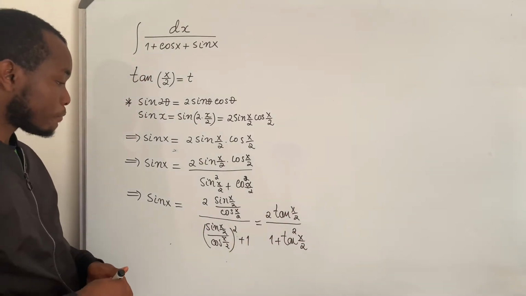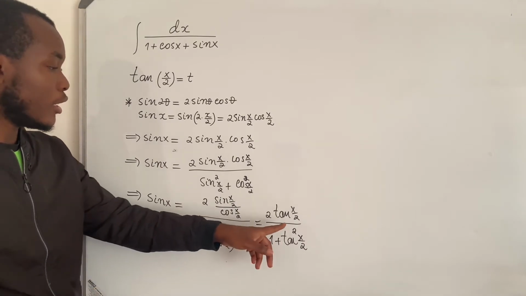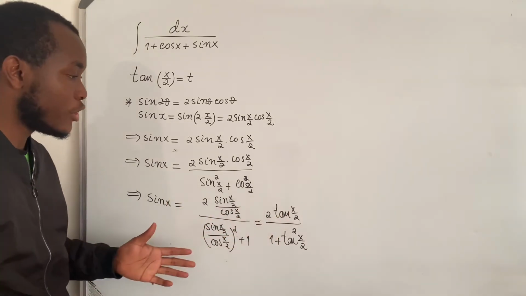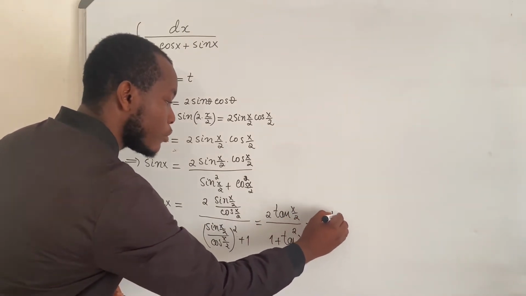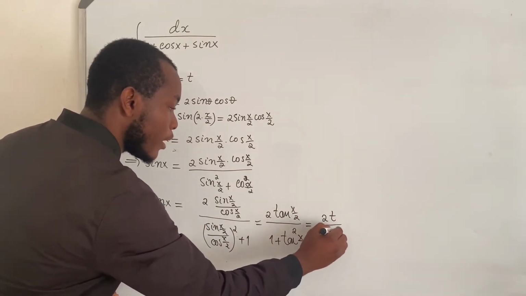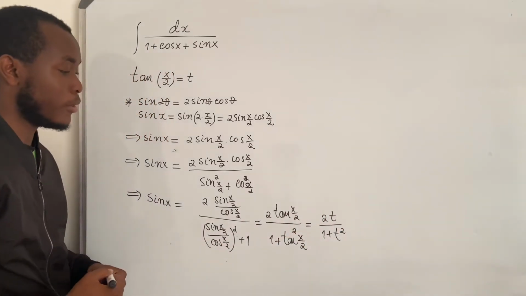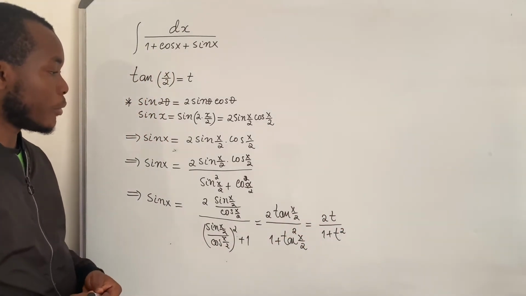All right. We said in the beginning, tan of x over 2 is equal to a variable t. So in this particular case, we're going to have 2t over 1 plus t squared. All right. So that's what we have.